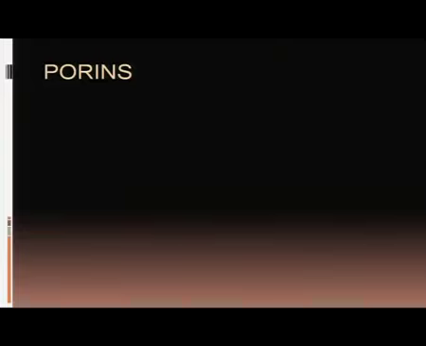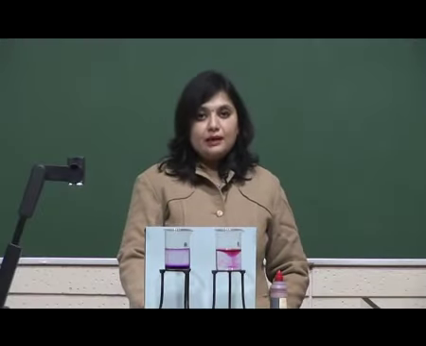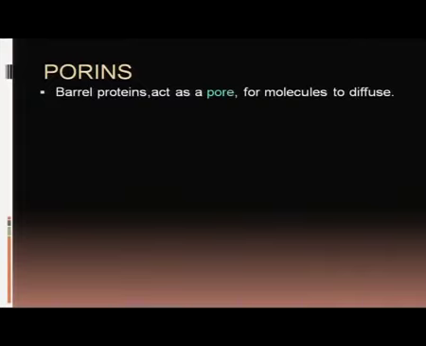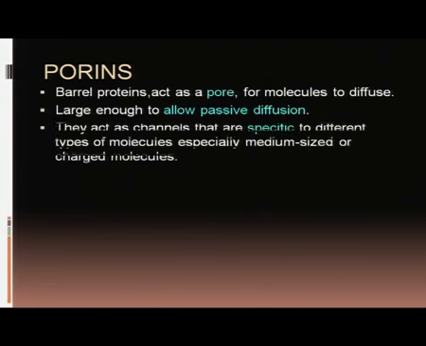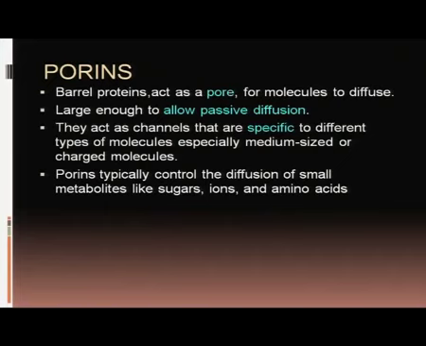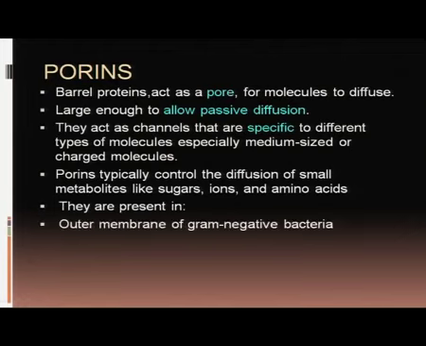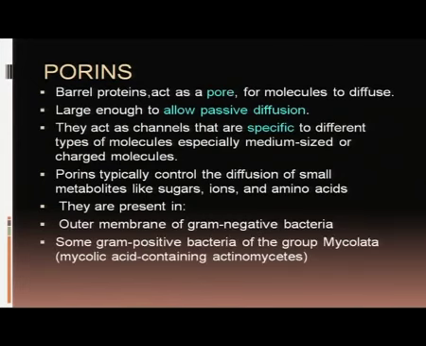There are some special transport proteins like porins. These are barrel proteins and they act as support for molecules to diffuse. They are quite large and they can allow passive diffusion, but again they are very specific and usually made for medium sized or charged molecules like sugars, ions and amino acids. They are generally present in the outer membrane of gram negative bacteria, some gram positive bacteria of the group Mycolata, and mitochondria and chloroplast.